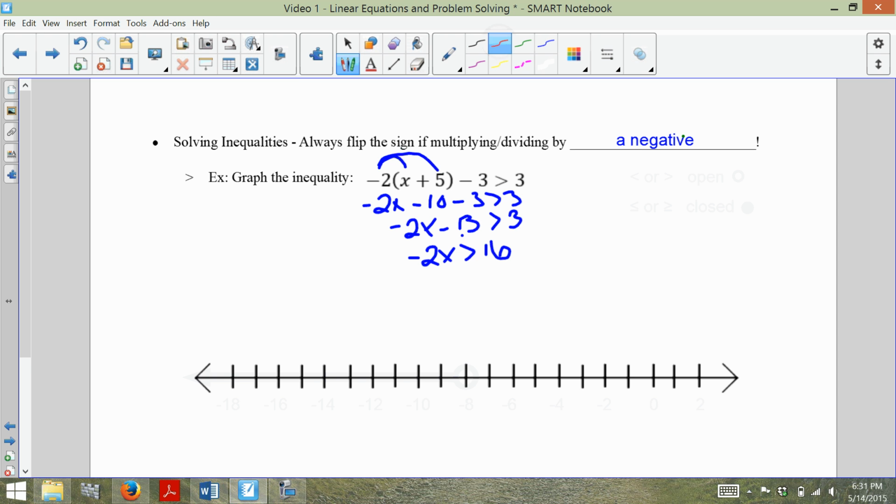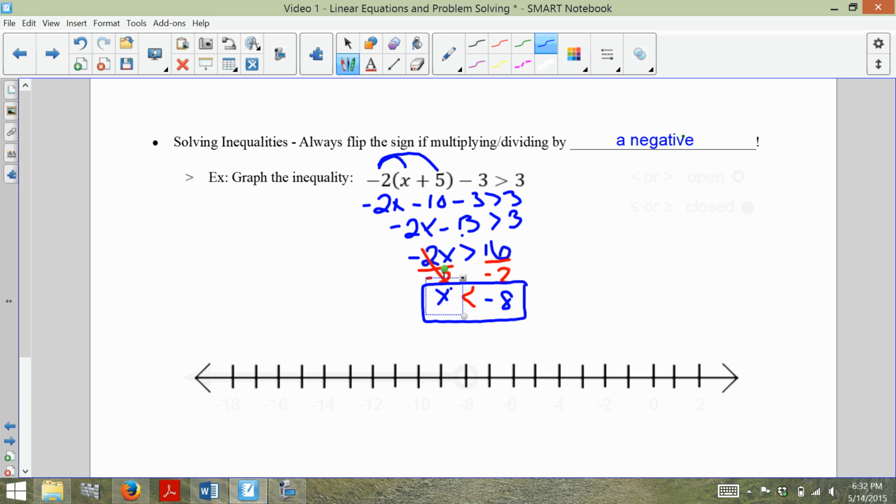Now here you notice I am dividing by a negative 2. So anytime we have to multiply or divide by a negative, that's going to flip this inequality sign over. So what was a greater than is now going to be a less than symbol. And so we're going to have x on the left side is less than 16 divided by negative 2, which is negative 8. So here's my inequality.